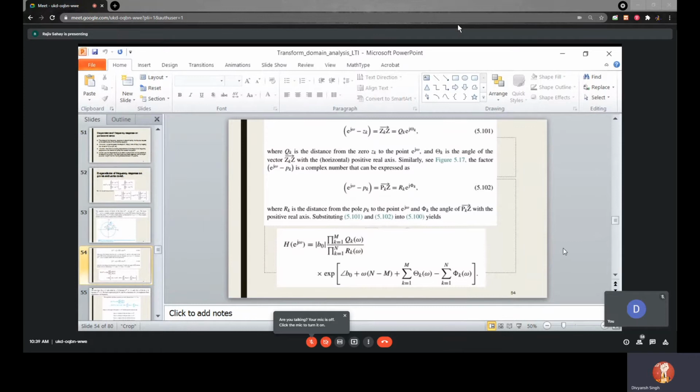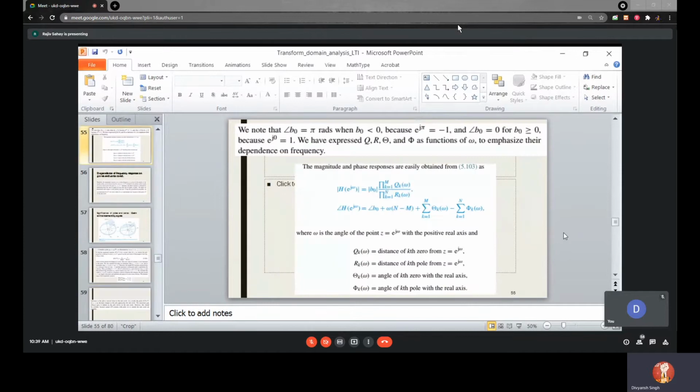And B naught can be a complex number, so it has a magnitude and a phase. So this is the full explanation. Let me show this slide. We know that angle B naught can be pi radians when B naught is a negative number, because e to the power j pi is equal to minus 1, and angle B naught is equal to 0 for B naught a positive number greater than or equal to 0, because e to the power j 0 is equal to 1. So angle B naught can be either pi or 0.